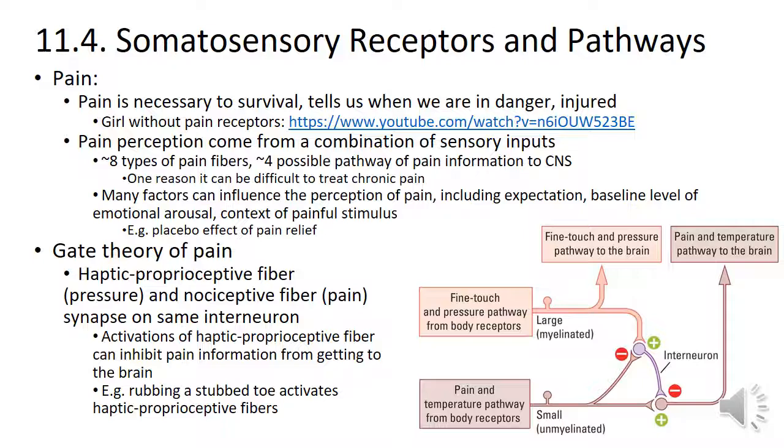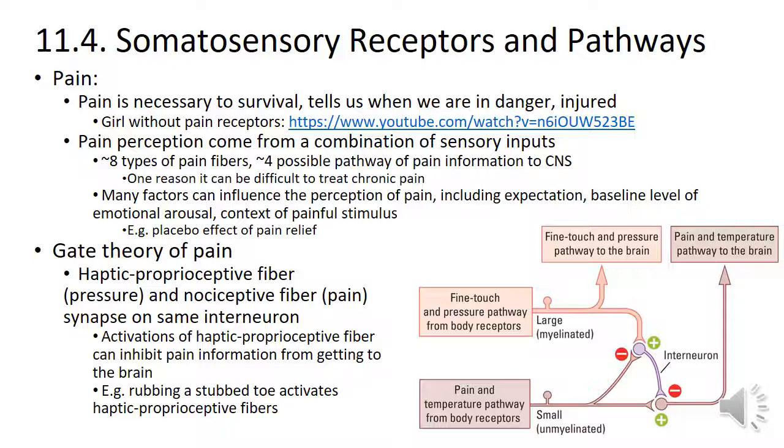One of the prominent theories of pain, which is a little bit controversial, there's many different theories, and there are strengths and weaknesses to any theory, but one of the main theories is the gate theory of pain. And in this theory, these 2 fibers, the haptic proprioceptive fiber and the nociceptive fiber, synapse on the same interneuron, so the interneuron mediates the connection between these 2 fibers. The haptic proprioceptive fiber, when activated, can inhibit pain information through the interneuron, so it can inhibit the nociceptive fiber from sending information to the brain.